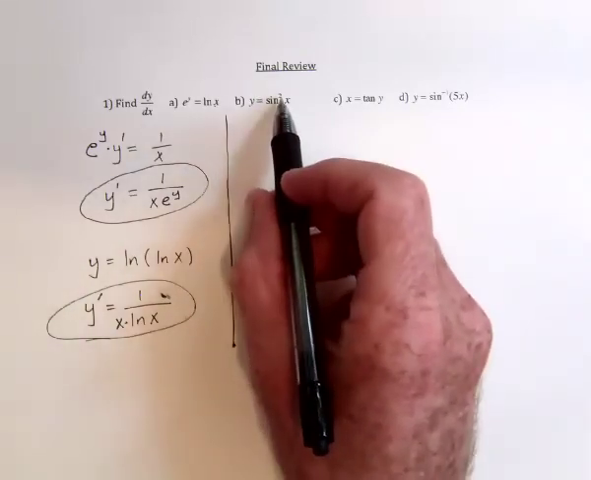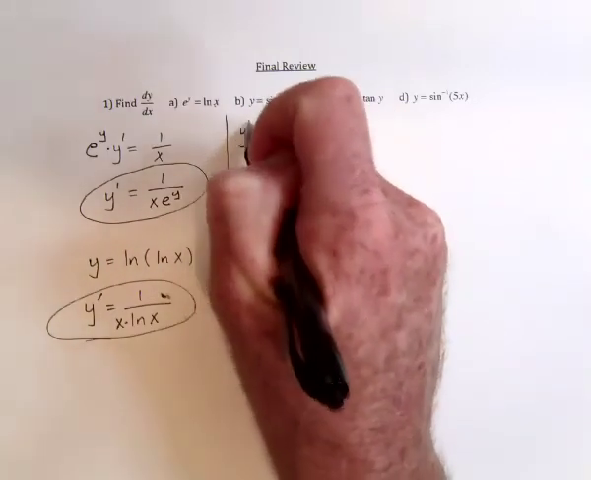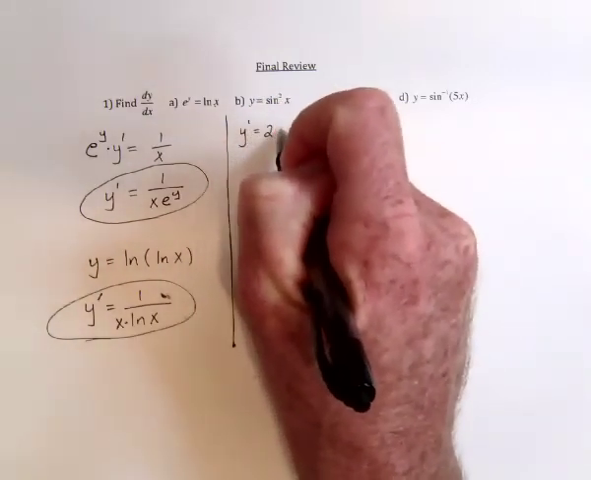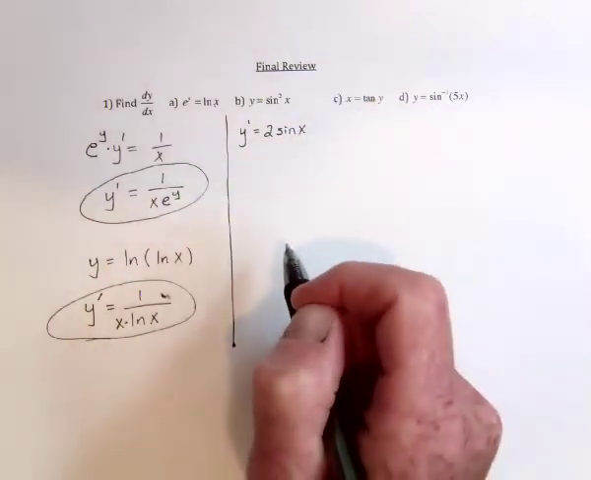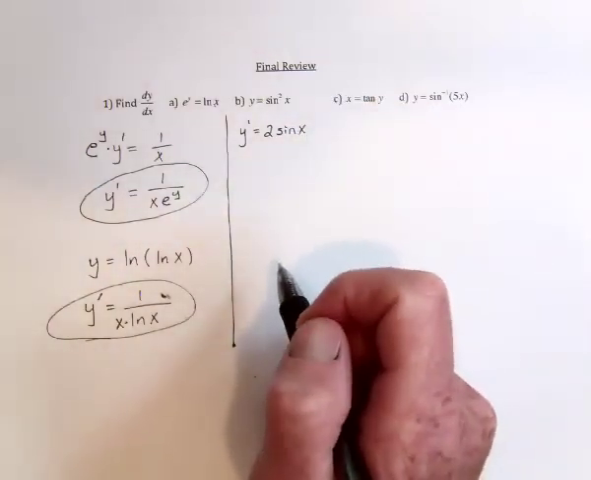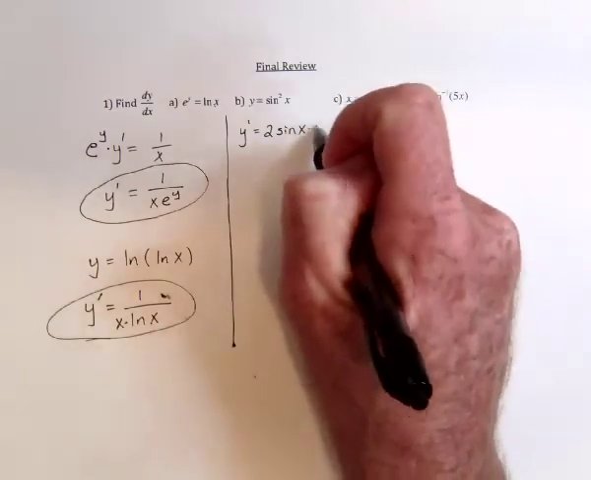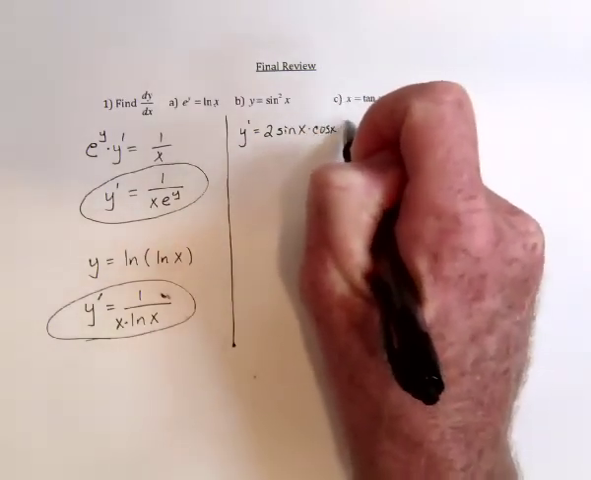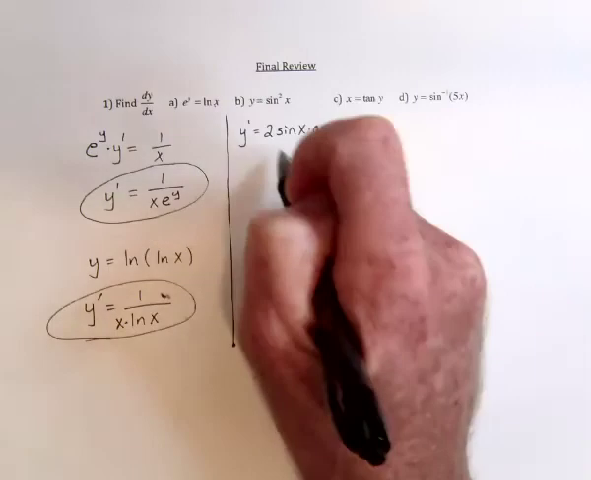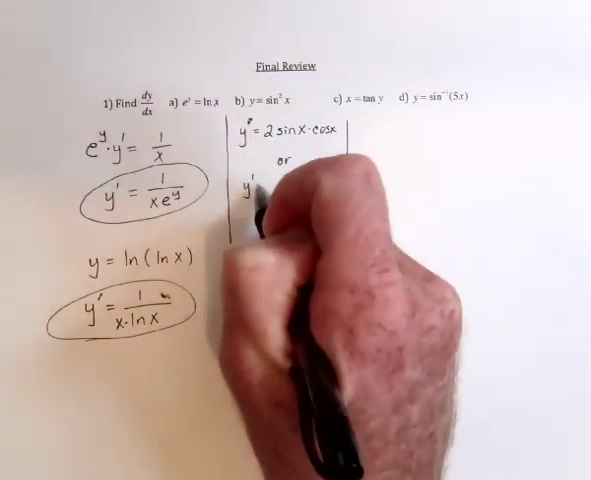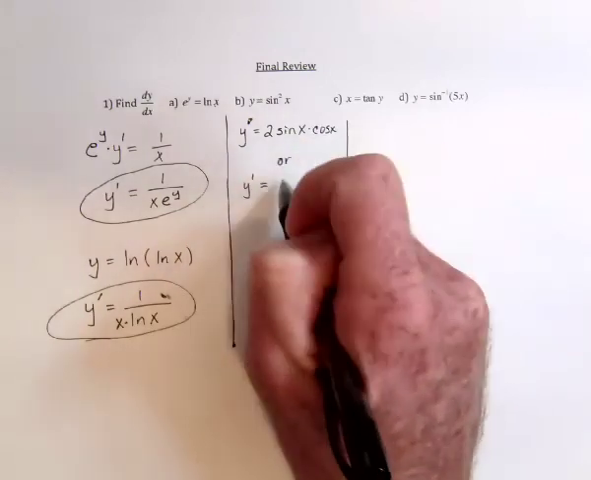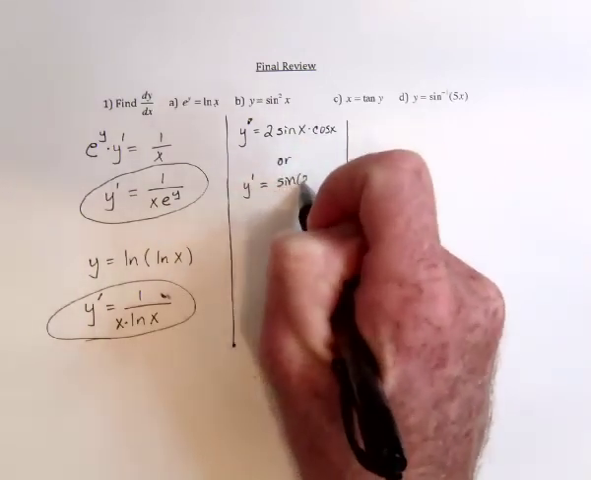And then for this one, we need to use the chain rule. The outer function is the square. So we bring down the 2 and then subtract 1 from the exponent. And then the inner function is sine, so take the derivative of that, and it's cosine. Or, you could rewrite it, there's a trig identity for this, so that's sine of 2x.